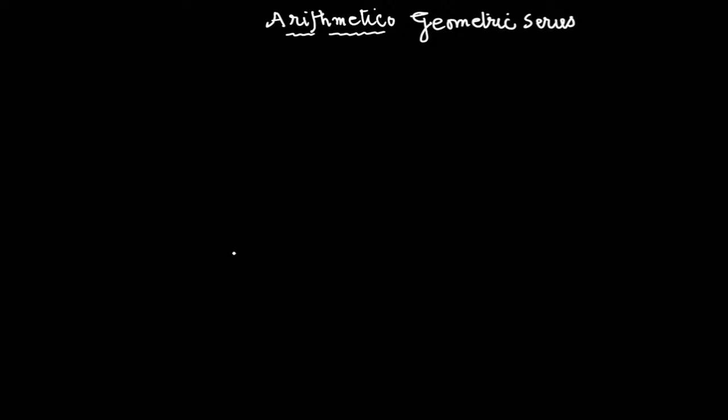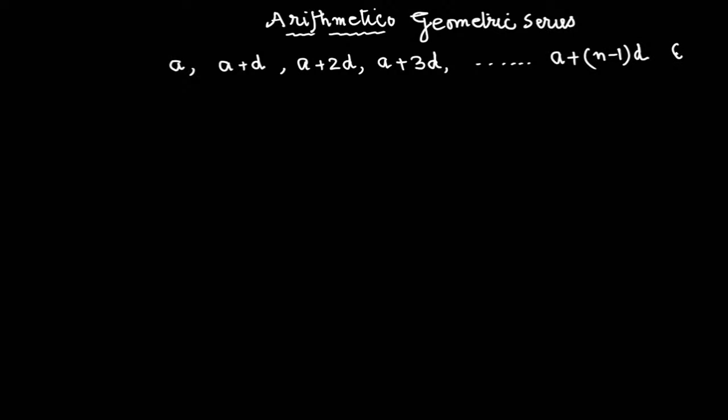whose common difference is D and first term is A. Then how can you write the AP? A, A plus D, A plus 2D, A plus 3D, and the nth term I will write as A plus (n minus 1) into D. This is an AP.